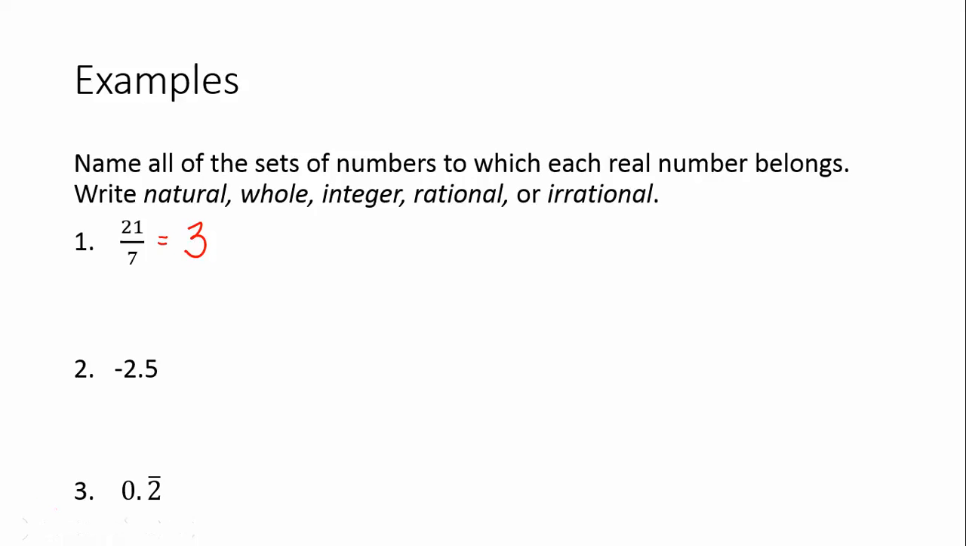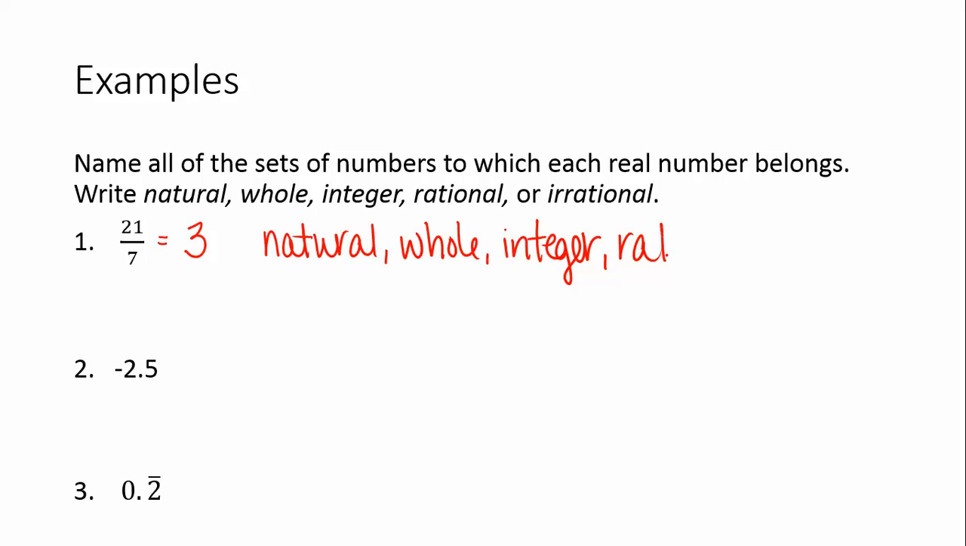So the number 3 is natural, whole, integer, and rational. All of the numbers we talk about are real numbers, so we don't have to write real. Number 2, we have negative 2.5. So this is a decimal and it's negative.